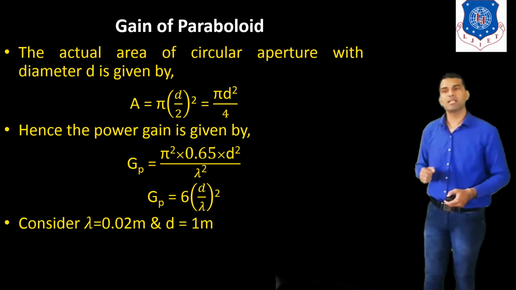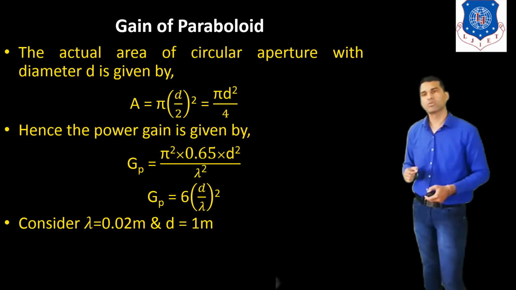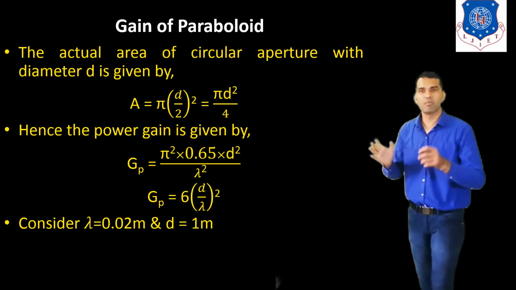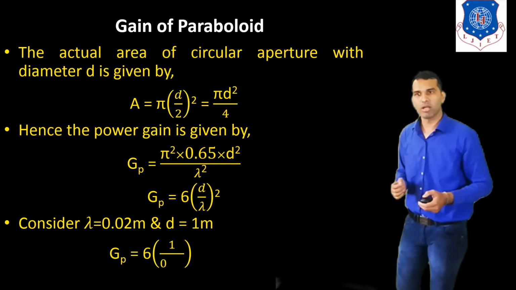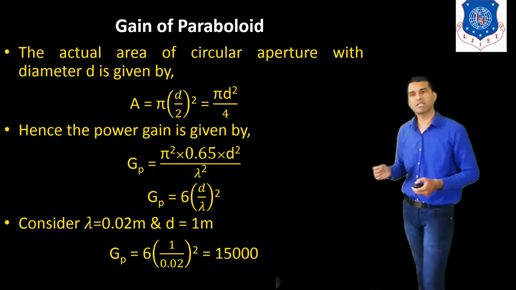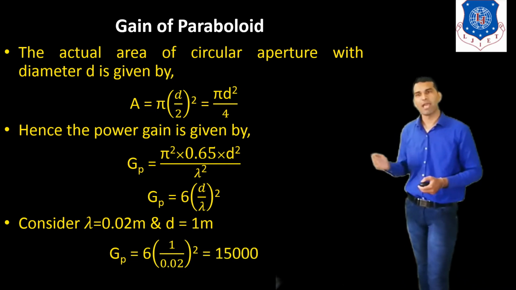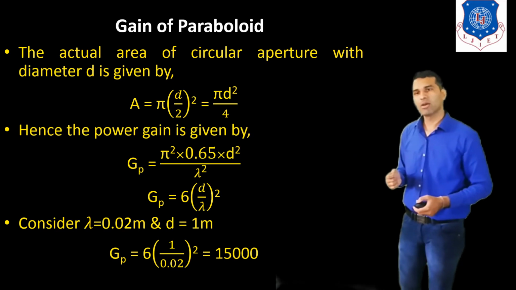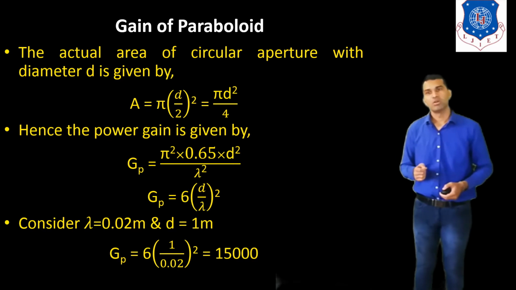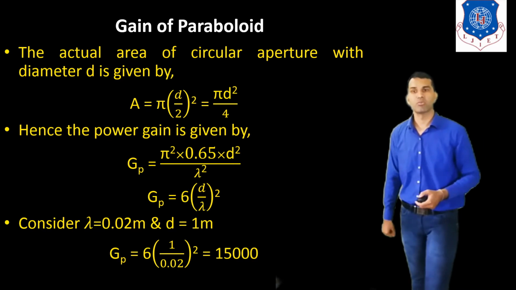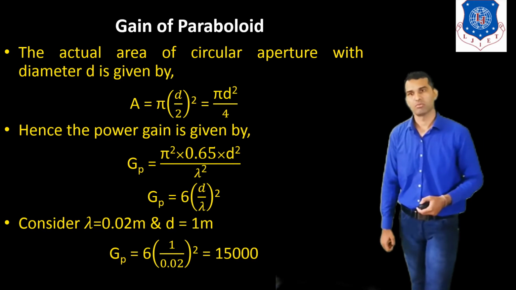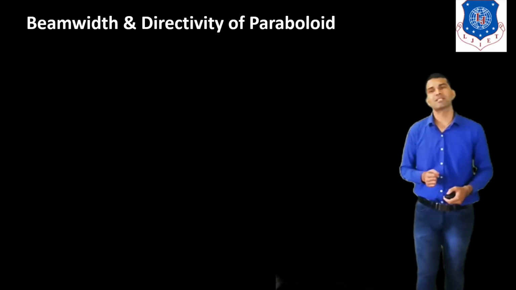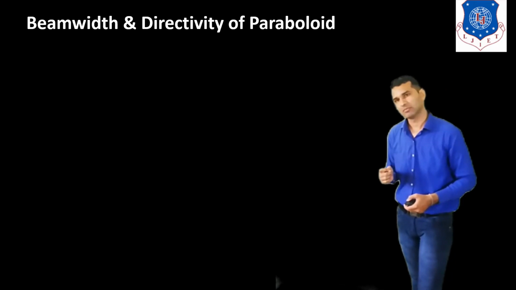Now we consider λ = 0.02 meter and diameter d = 1 meter. So we can write Gp = 6 × (1/0.02)², and we get the gain equal to 15000. Now we discuss the beam width and directivity of the paraboloid.